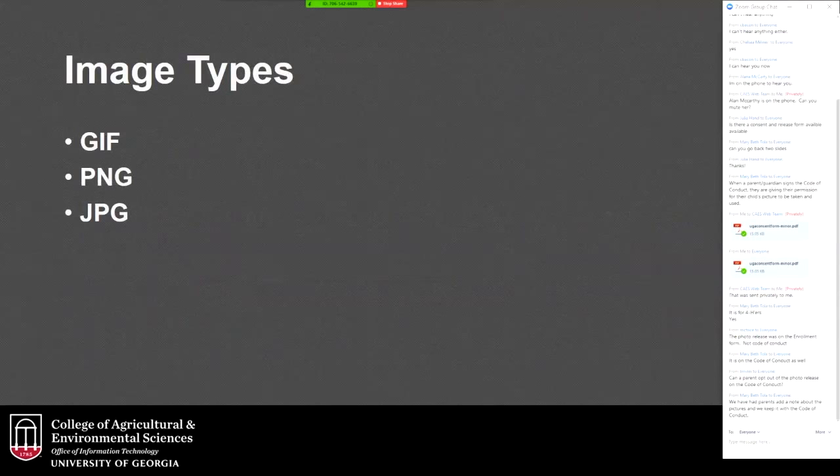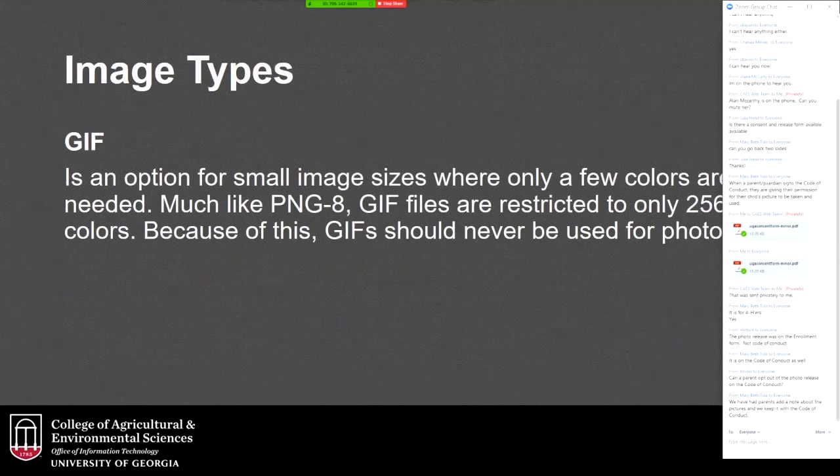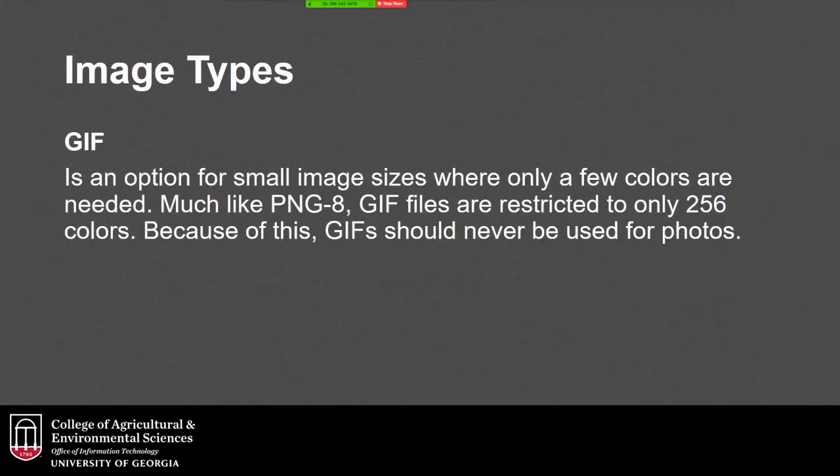Go on to image types. There are 3 types of images that are widely used on the internet and on web pages. There's GIF, PNG, and JPG or JPEG. A GIF is an option for small images where only a few colors are needed.